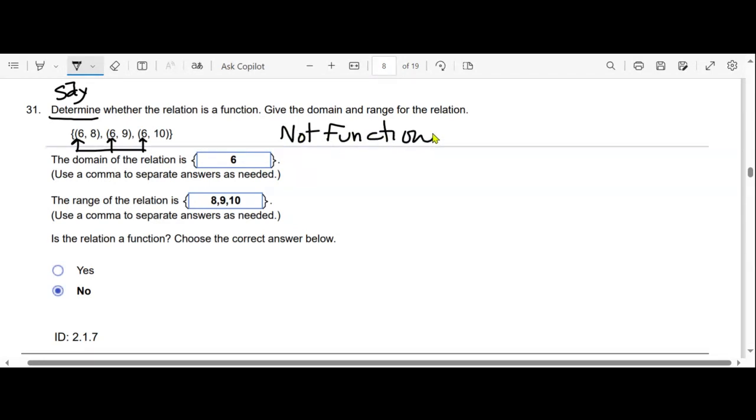Okay. And what is the domain? The domain is 6, the relation. And what is the range? 8, 9, and 10. That's it. Good.